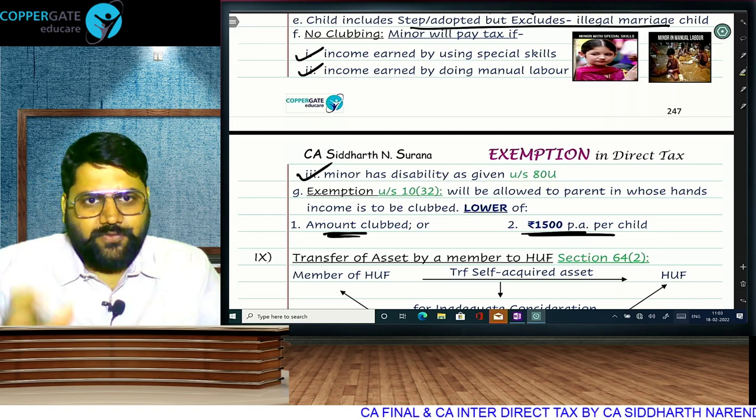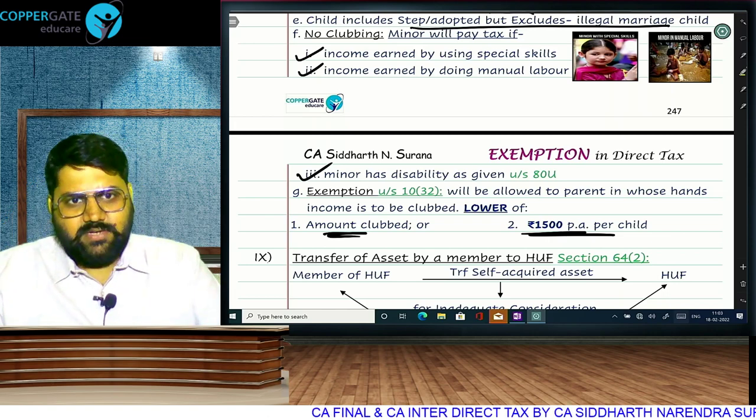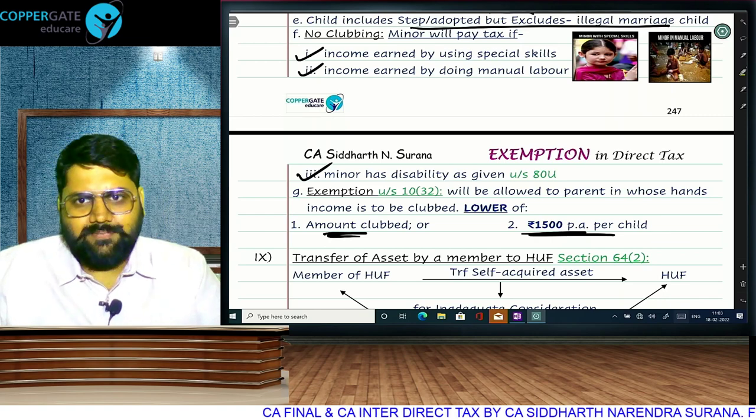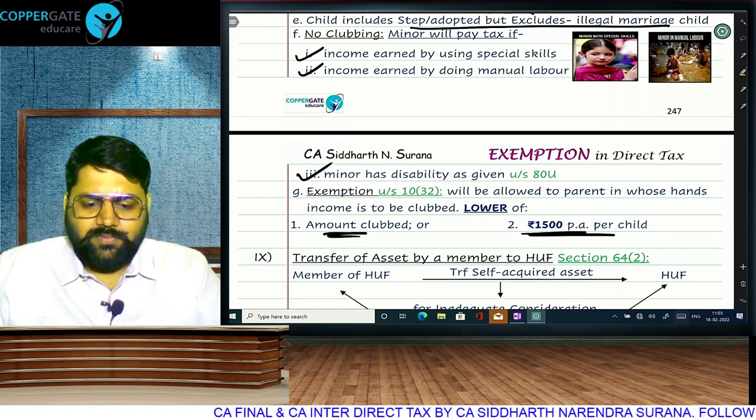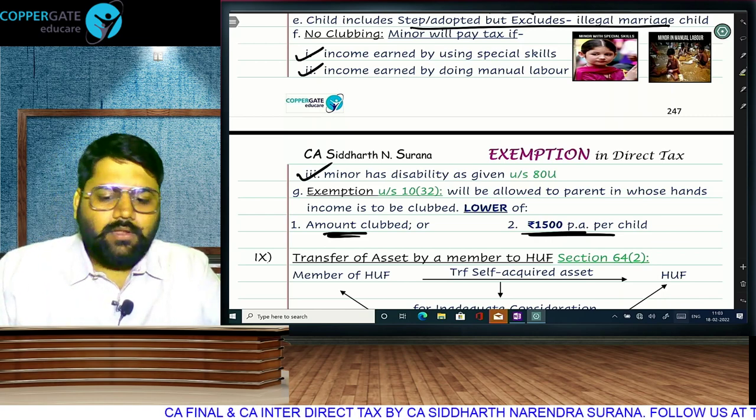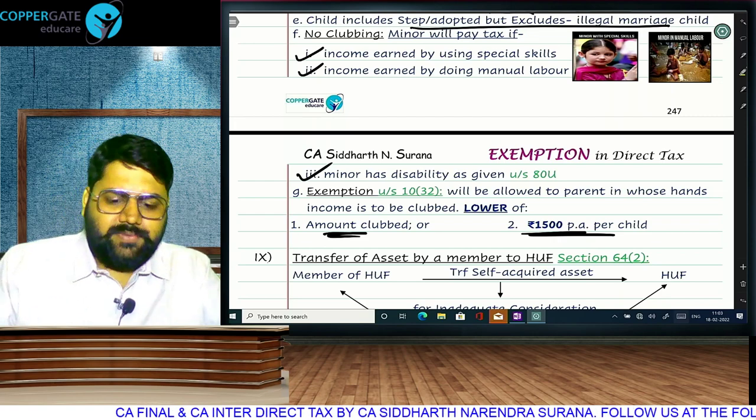So amount clubbed or 1500 per annum per child, whichever is lower, that is going to be the applicable exemption, and only the balance will be taxable.